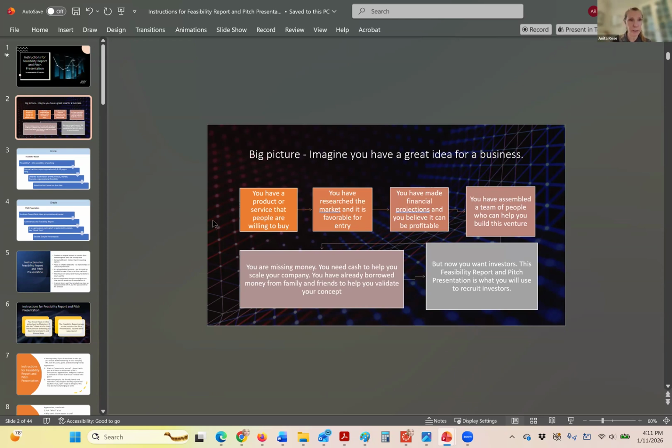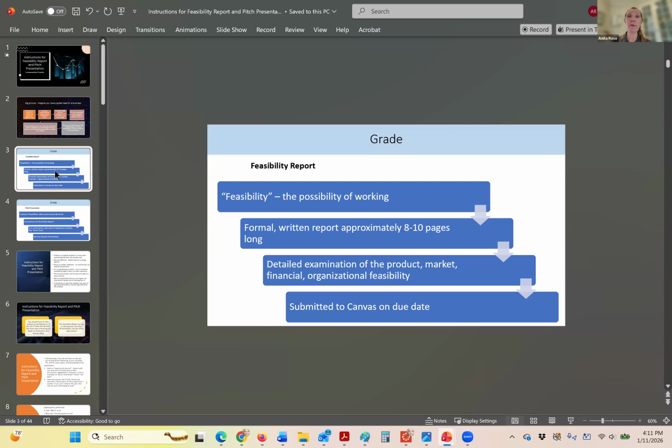So that's how we're going to start off. And then what we're going to be looking at as far as the grading of the feasibility report, we want to really be sure that this product or service is feasible. Is it practical? Will it work? Does it have a possibility of working?